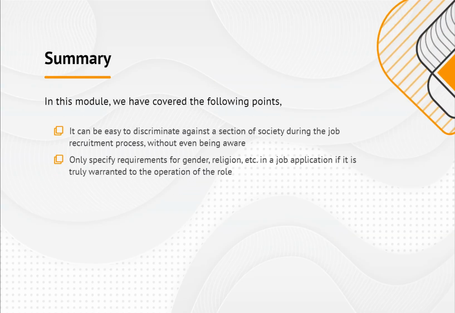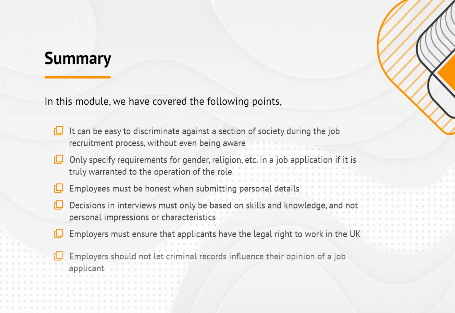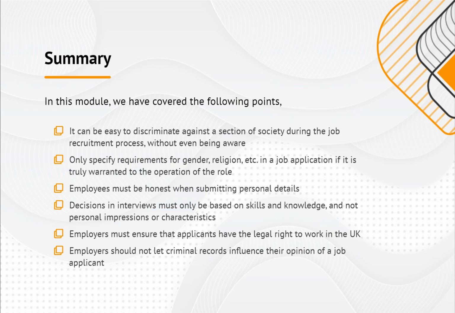Summary. In this module, we have covered the following points. It can be easy to discriminate against a section of society during the job recruitment process, without even being aware. Only specify requirements for gender, religion, etc. in a job application if it is truly warranted to the operation of the role. Employees must be honest when submitting personal details. Decisions in interviews must only be based on skills and knowledge, and not personal impressions or characteristics. Employers must ensure that applicants have the legal right to work in the UK. Employers should not let criminal records influence their opinion of a job applicant.